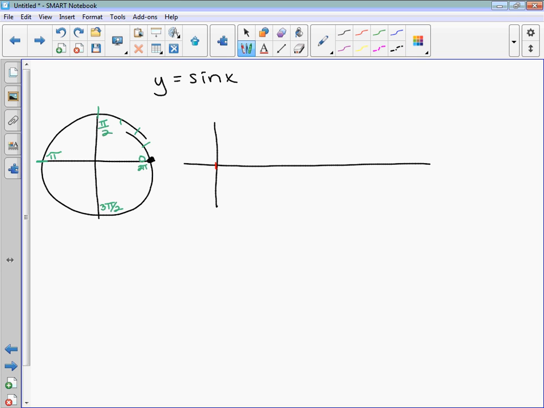0 is obviously right here. Okay. So going to do pi over 2. Pi. 3 pi over 2. And 2 pi.